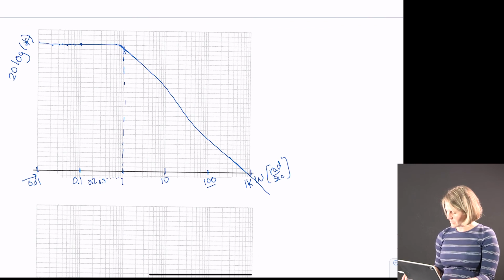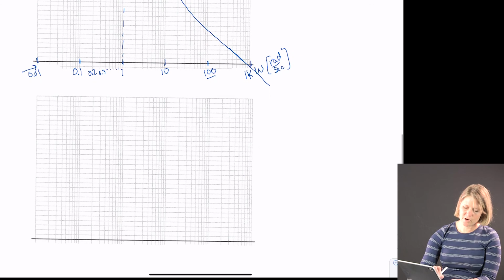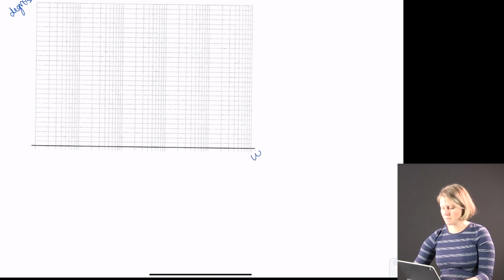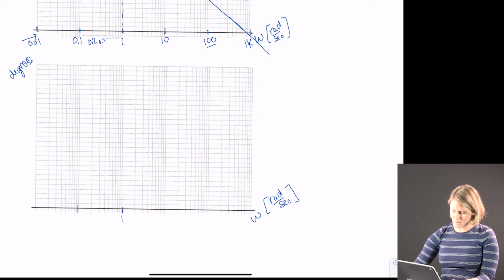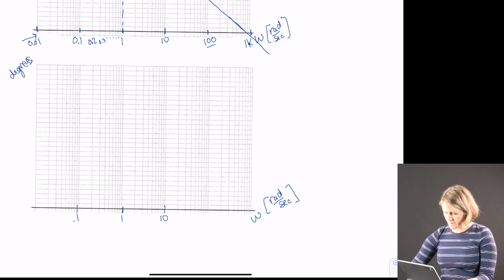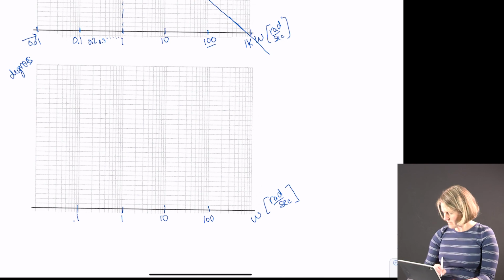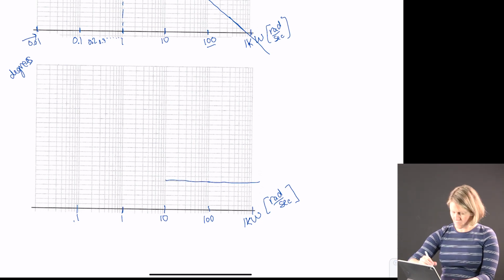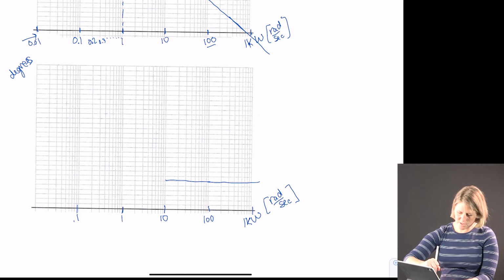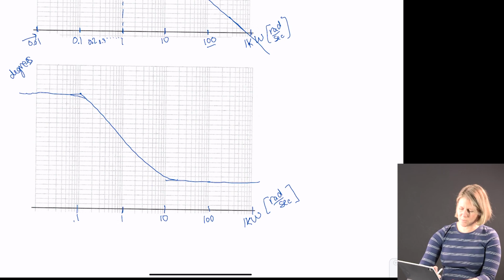And our phase is going to be similar, in that we now have degrees as our y value. And again, it's omega in radians per second. This was 0.1, 1, 10, 100, and 1K. And this plot ended up looking approximately like this. So it came in and it goes down like this. So this was kind of the approximate form of this graph.